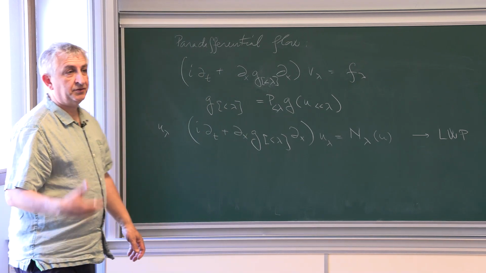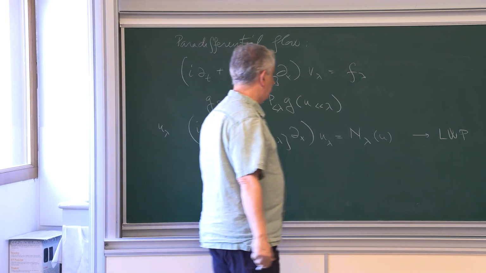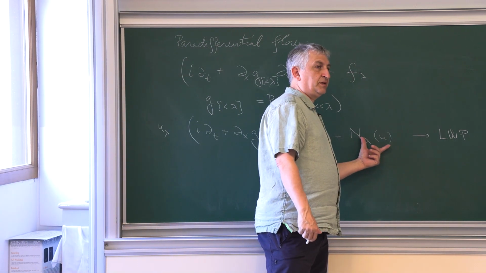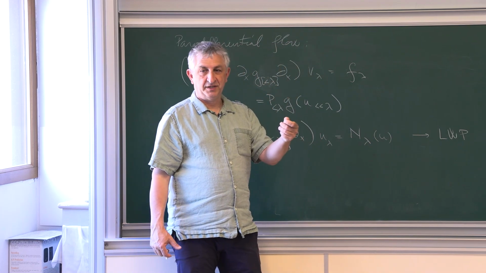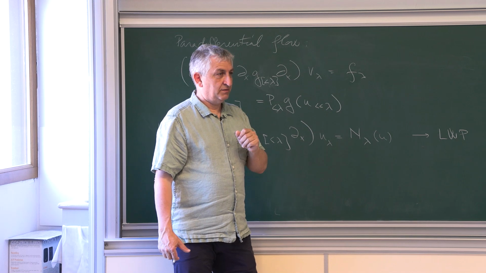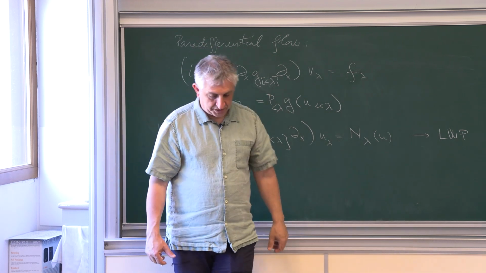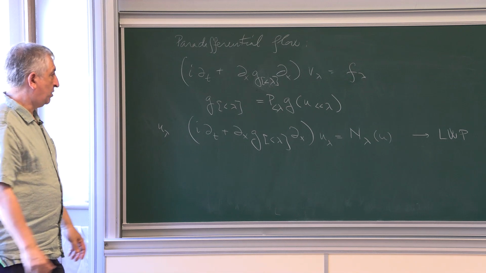But it will no longer be the case for the global well-posedness result. What happens is that this N lambda contains lots of cubic and higher interactions, and in particular contains the double resonant interaction, which is the worst enemy in the global case. And we definitely don't want to put that guy in the perturbative box.